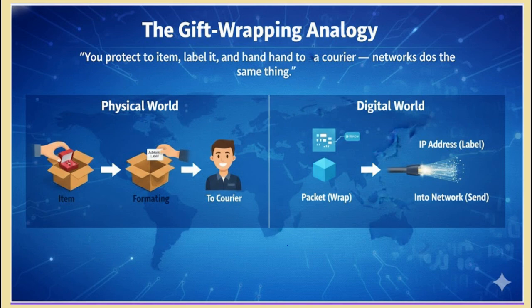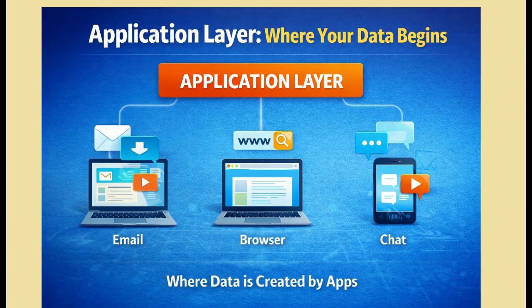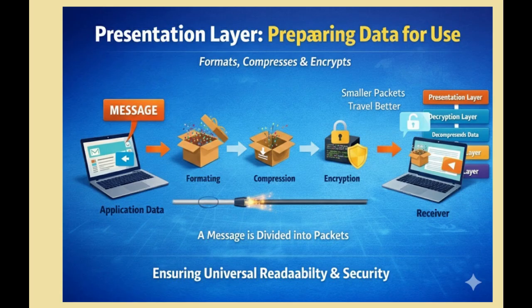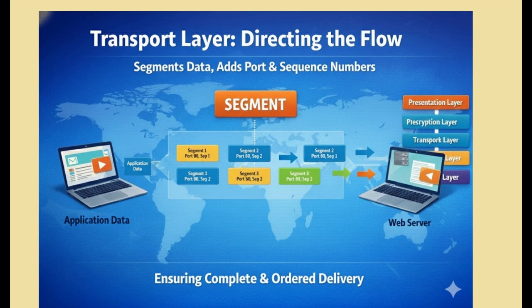The journey starts at the application layer, where the data is created by apps like emails or browsers. The presentation layer formats, compresses, or encrypts the data so the receiver can understand it. The session layer sets up and maintains the connection between the PC and the server. At the transport layer, data is split into segments, and port numbers and sequence numbers are added.